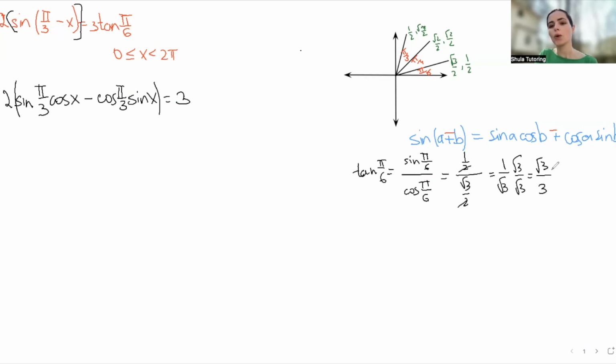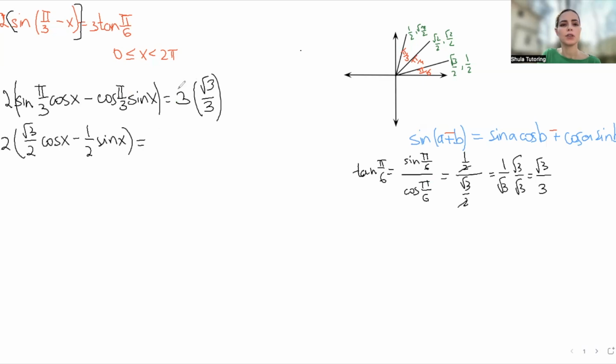Okay, so this is our tangent at pi over 6, so we just write it here instead of tangent of pi over 6, right? So we write square root of 3 over 3. And now let's simplify this further. Sine at pi over 3 is square root of 3 over 2. Square root of 3 over 2 times cosine x minus cosine at pi over 3, right? Pi over 3, that's a 60-degree angle. Cosine is going to be 1/2. So 1/2 times sine x, and this is gone.